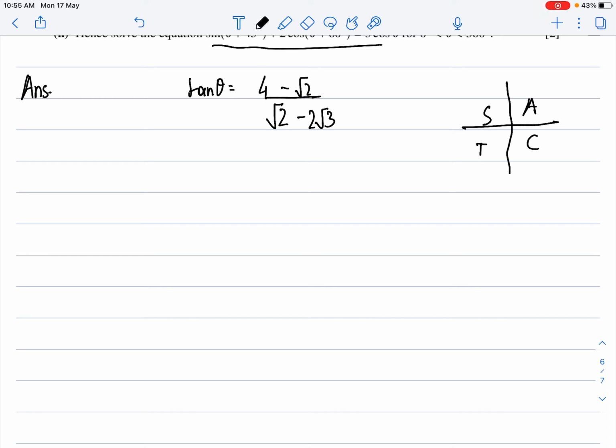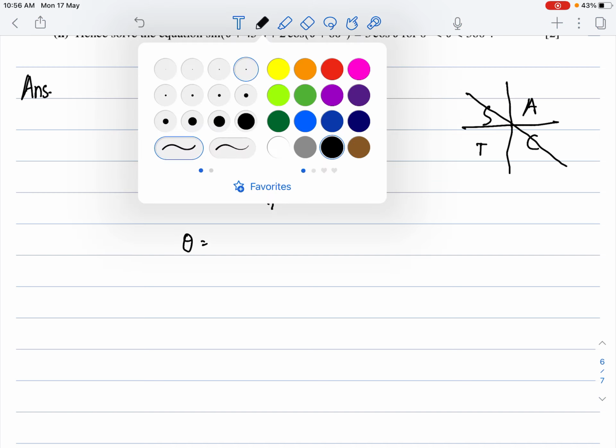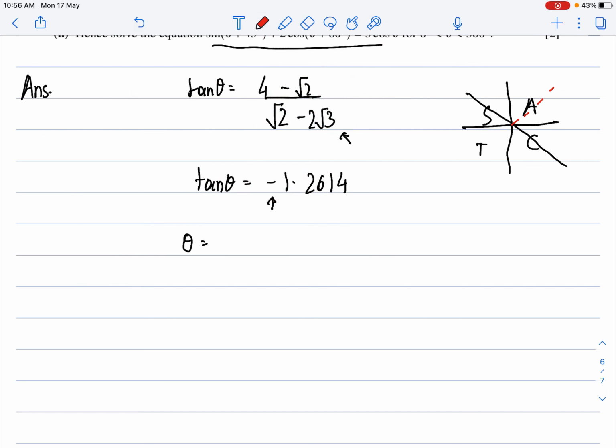So now see, here I have tan theta which is equal to minus 1.2614. I need my tan theta to be negative. Where is my tan theta negative? In the second quadrant and the fourth quadrant. So first I need to calculate the value in the first quadrant. For that I do tan inverse of 1.2614, the positive.